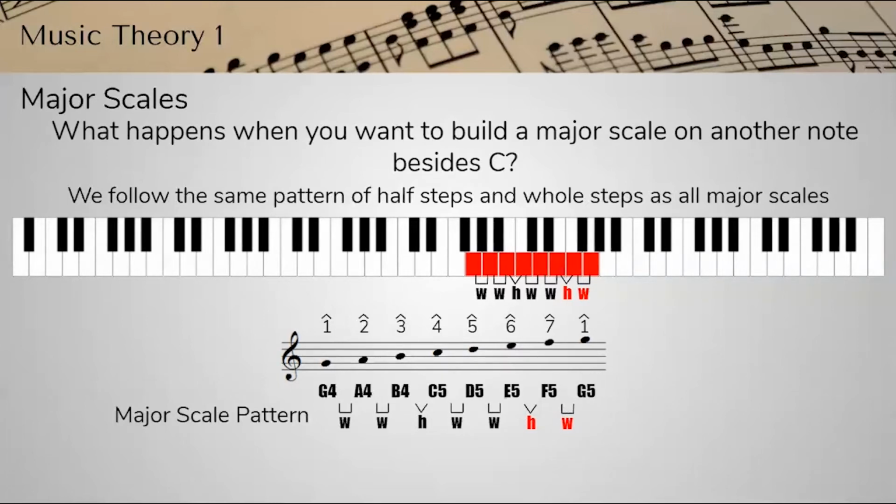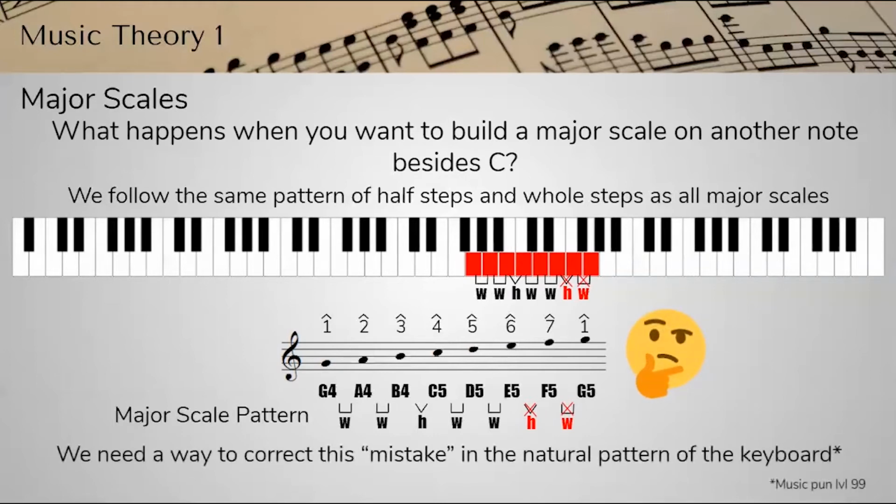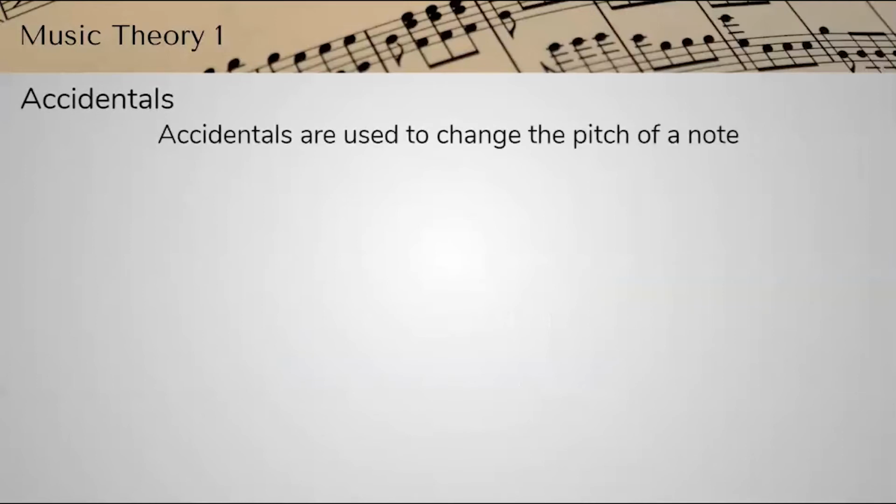We need a way to get to the black notes of the piano. Okay? So what we need to do is correct these incorrect intervals. So we need to fix this mistake in the natural pattern of the keyboard. Okay? And the way we do that is we use accidentals. Accidentals are used to change the pitch of a note, and for our purposes they get us to those black notes on the piano keyboard.